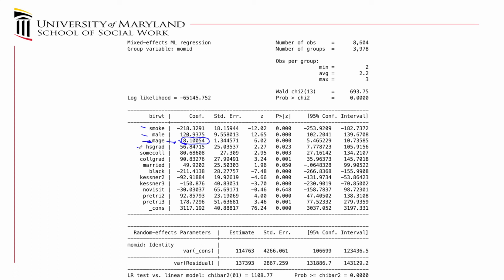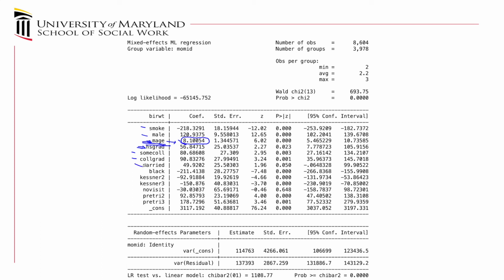Here we also see evidence that being a high school graduate increases birth weight, having some college increases birth weight, and having a college degree increases birth weight, all compared to having no high school degree. Now, do I really want no high school degree as my baseline? Probably not. I'd probably put high school grad as my baseline here. But that's just me, right?